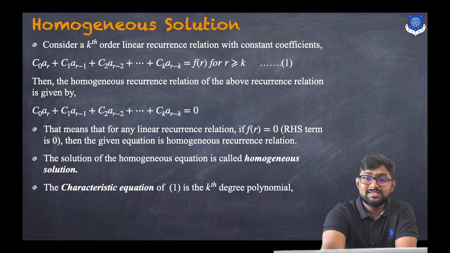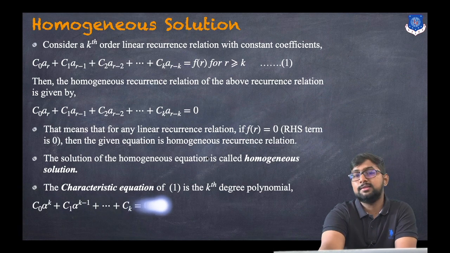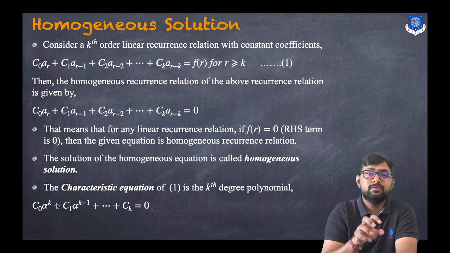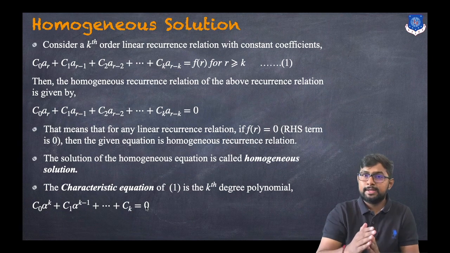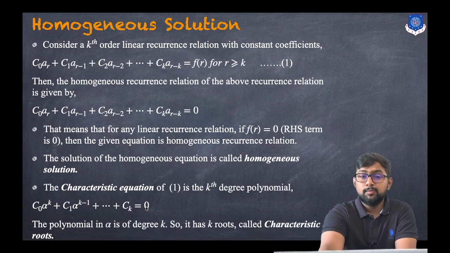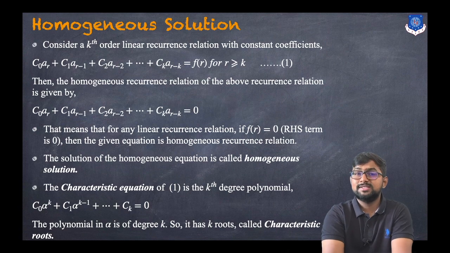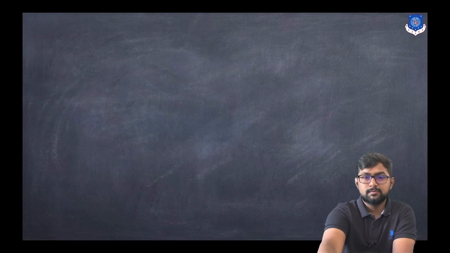Now, the characteristic equation of the first equation is the kth degree polynomial, and that is given like this: C0 alpha raised to k, because the order is k, so we start from alpha raised to k. So C0 alpha^k plus C1 alpha^(k-1) up to Ck equals 0. So this will be the characteristic equation. Now the polynomial in alpha is of degree k, so it has how many roots? K roots, and they are called the characteristic roots.